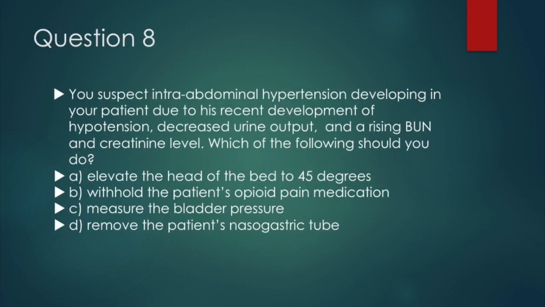Question number 8. You suspect intra-abdominal hypertension developing in your patient due to his recent development of hypotension, decreased urine output, and a rising BUN and creatinine level. Which of the following should you do? A. Elevate the head of bed to 45 degrees. B. Withhold the patient's opioid pain medication. C. Measure the bladder pressure. Or D. Remove the patient's nasogastric tube.